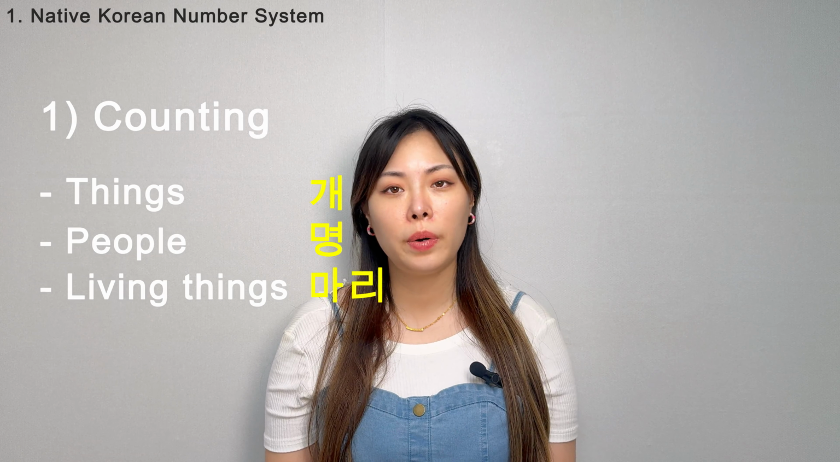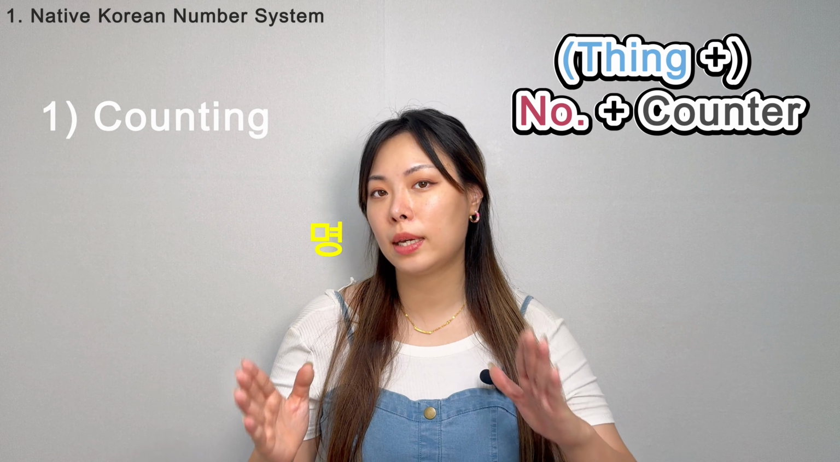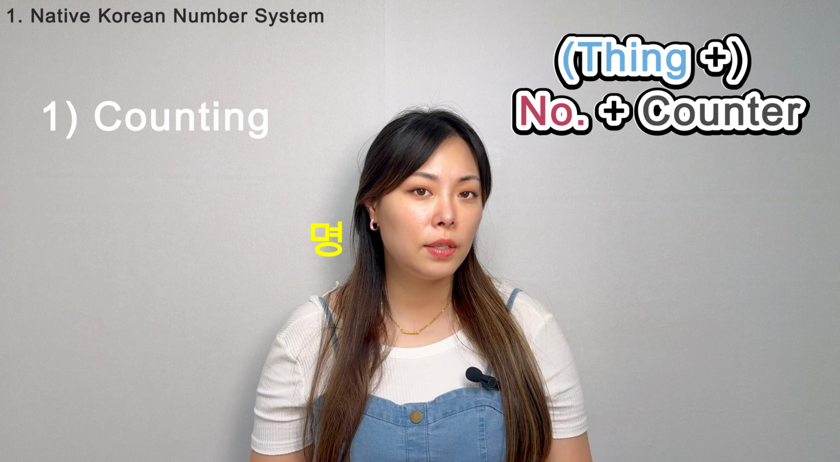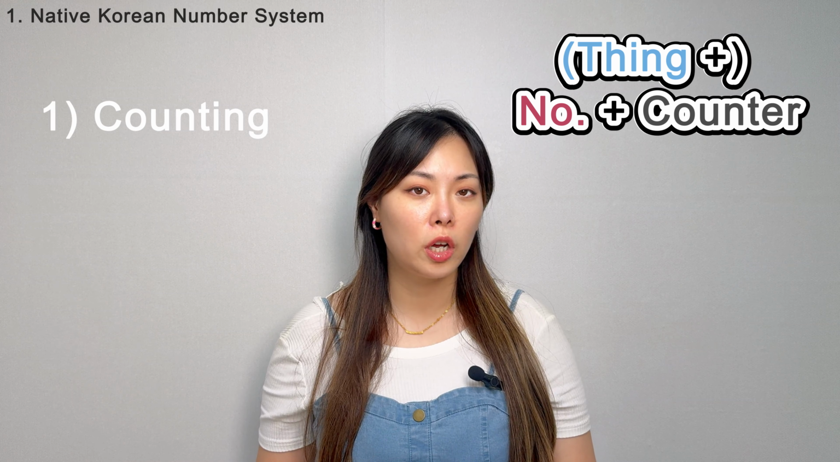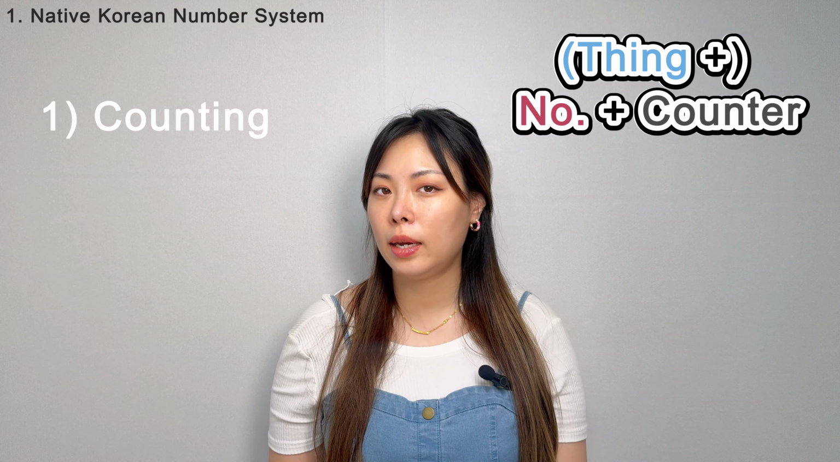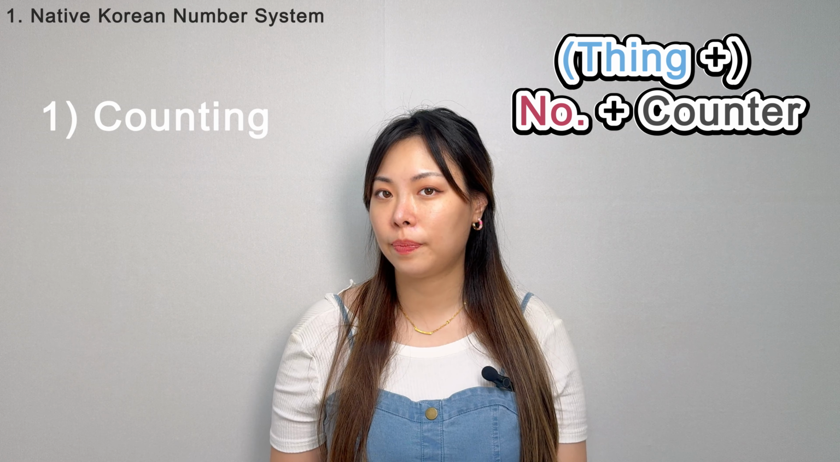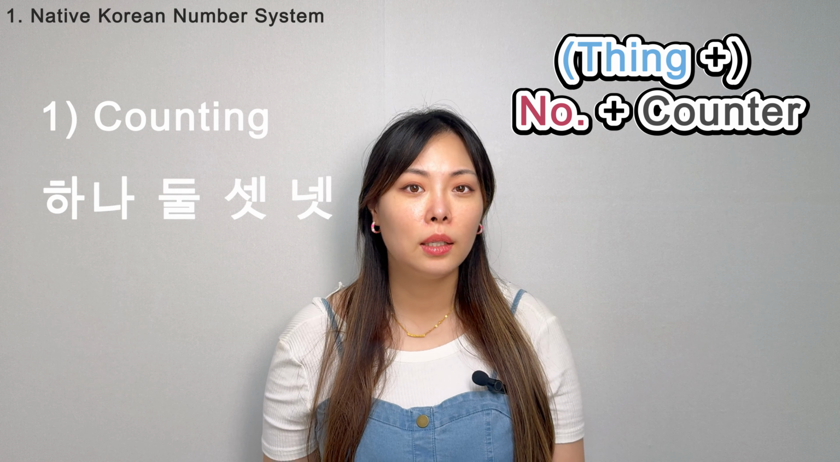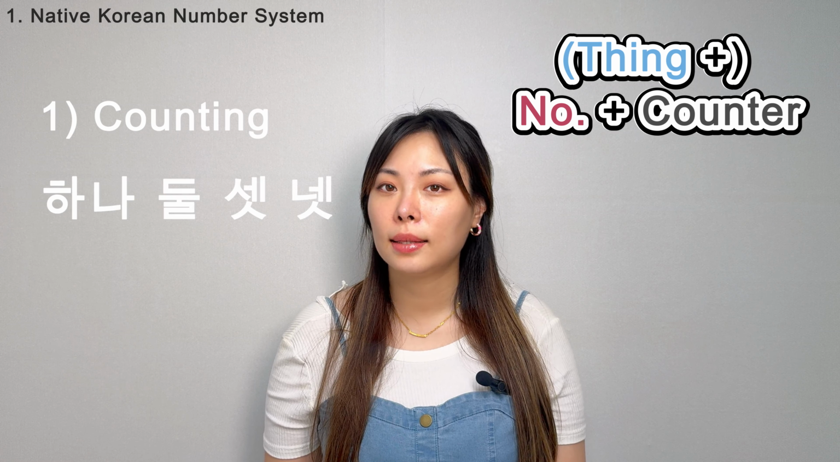And when we count in Korean, we usually put what we're counting at the beginning, then the native number, and then the counter word. And here's the tricky part. How did we count 1 to 4 in the Korean native system? That's right. 하나, 둘, 셋, 넷.